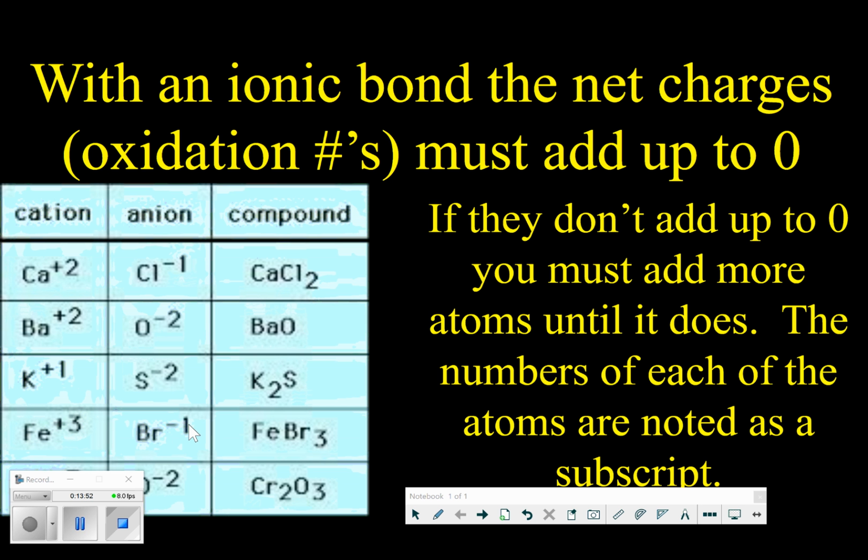Br, bromine, has a -1 charge. You're going to have 3 bromines to equal out the 3 irons. So that is FeBr3. Okay?